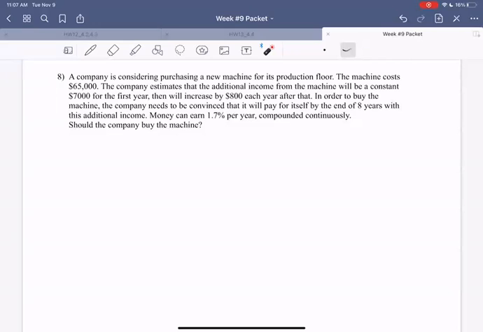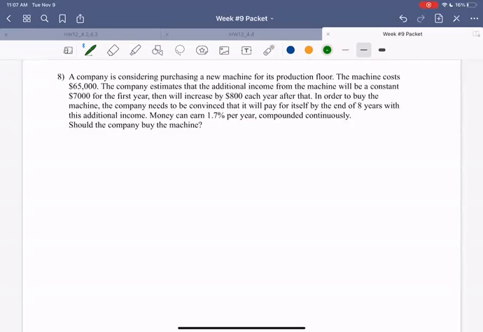So this money that is compounding per year continuously is the money that the machine is earning. So that's why this rate here is going to be involved in our problem. So what I'd like you to do is pause the video and reread this scenario for yourself, make some notes, and have it make sense to you first. Okay, so now let's look at it together.